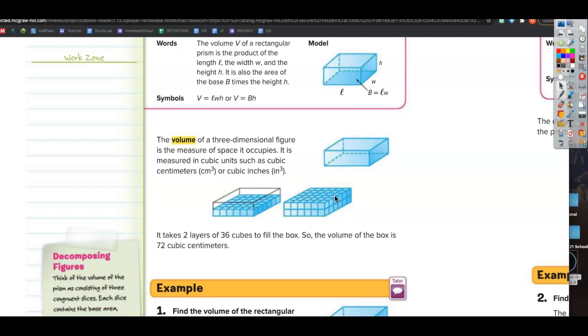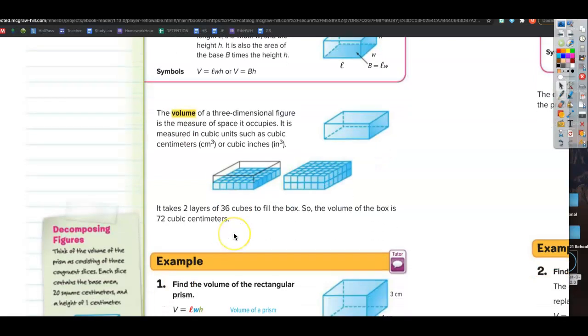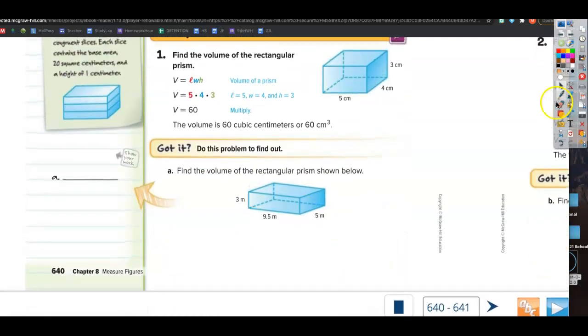Looking at your reference sheet, what is the formula that I use to find the volume of a rectangular prism? Okay, so you have two different formulas. You have length times width times height, or big B times H. This big B means the base of your prism. So again, we said that the base of our prism is a rectangle.